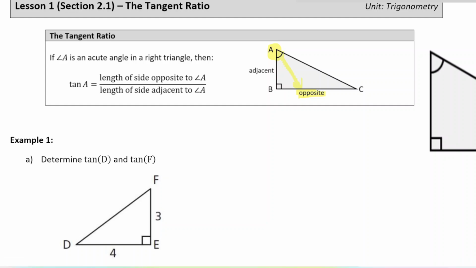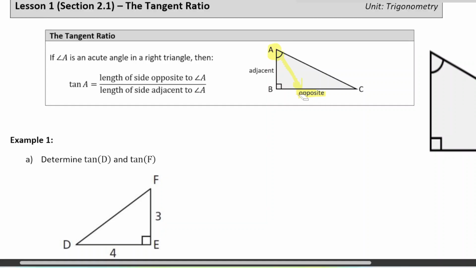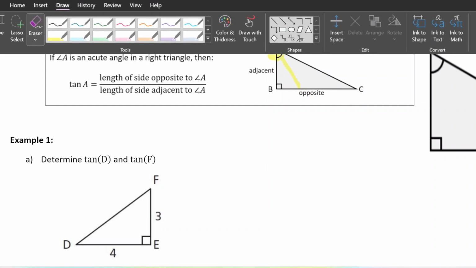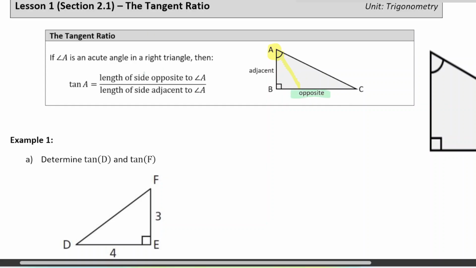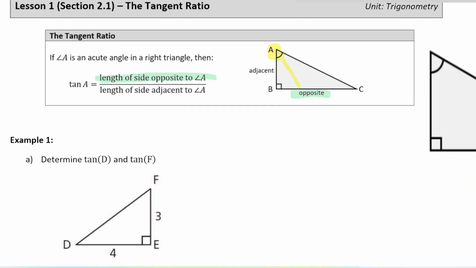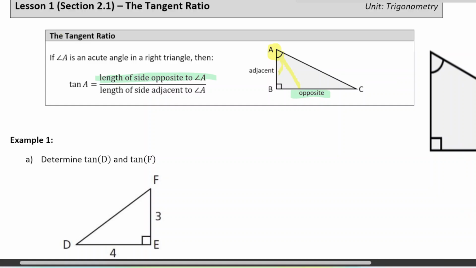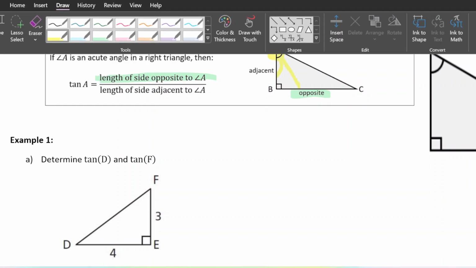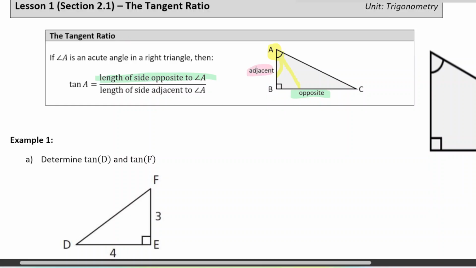I'm going to label that in a different color actually, so that we can see it in the equation. So I'll label in green. So this is the opposite side, and notice it's here in our formula. And the side that's right next to the angle, okay, but not the hypotenuse, the other side, is called the adjacent side. So we'll label that in pink here. So this side is right next to the angle. So a fancy word for being next to it is adjacent. And so we're looking at the ratio between these two sides.